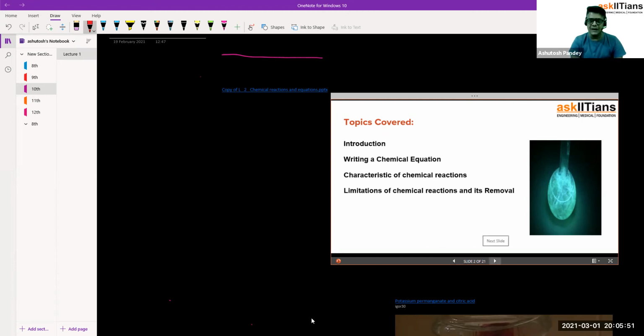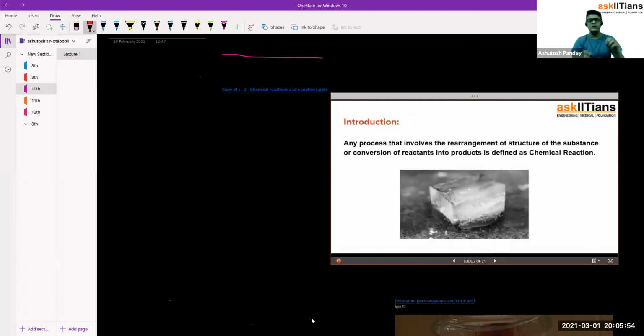First we'll have an introduction. Whenever there's a change, we'll say that this change is either of physical form or chemical form. In physical changes, the composition will remain the same. Let's take one example of that.